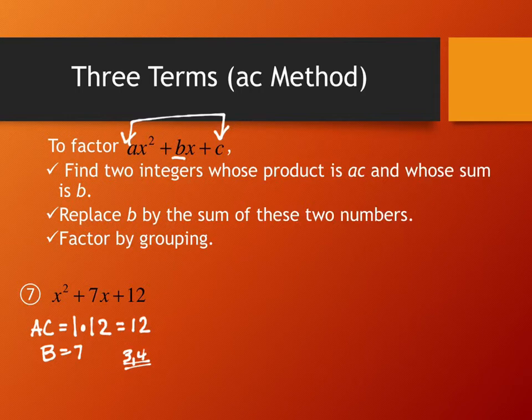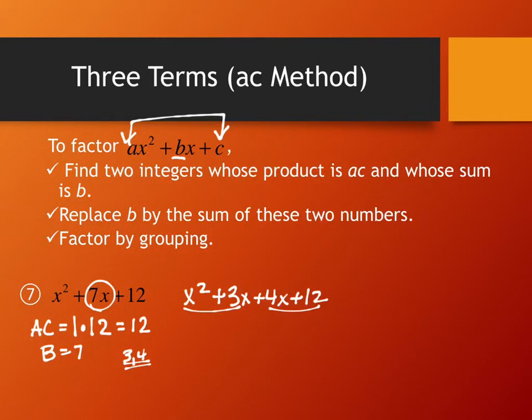So what we do is we take this middle term, the 7x, and we rewrite it. I still have the x squared, and it doesn't matter the order, as 3x plus 4x. And I leave my 12 written at the end. So I break the 7x into 3x plus 4x. And then I factor with grouping like we did on the previous slides.